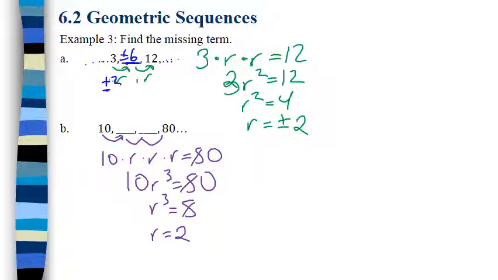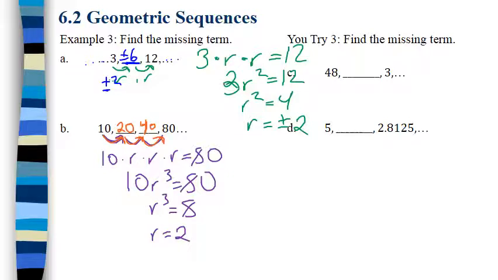And so if r is 2, then to go back to this problem, 10 times 2 is 20, and 20 times 2 is 40, and just to double check to make sure it works out, 40 times 2 is 80, and so our missing terms are 20 and 40. Okay, go ahead and try C and D. Okay, welcome back. Here are your answers, C and D.